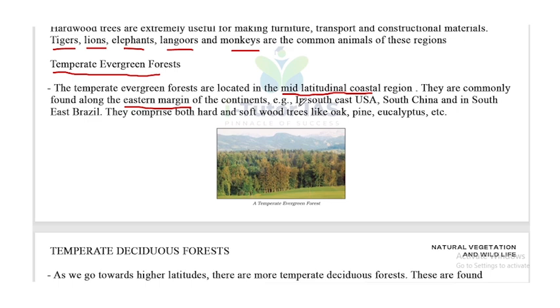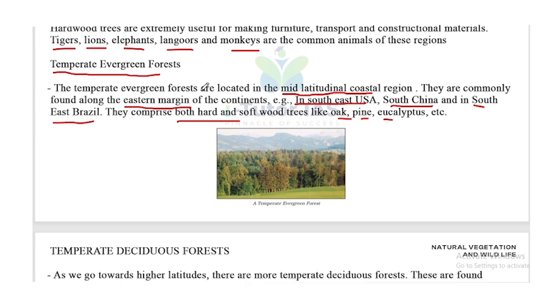In these countries, the temperate evergreen forest can be seen: Southeast USA, South China, and Southeast Brazil. They comprise both hard and softwood trees, for example, oak, pine, eucalyptus, etc. So that's about the temperate evergreen forest.